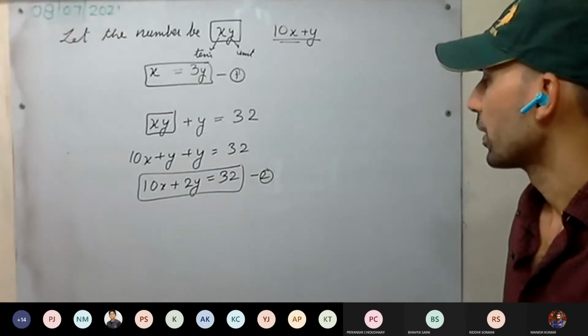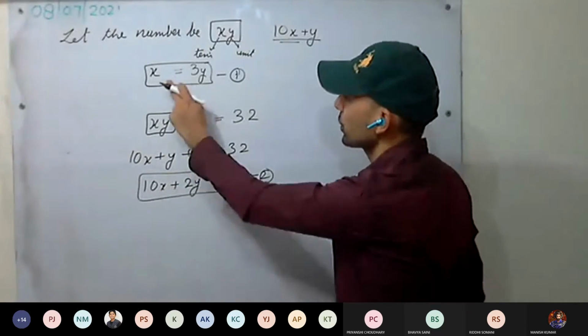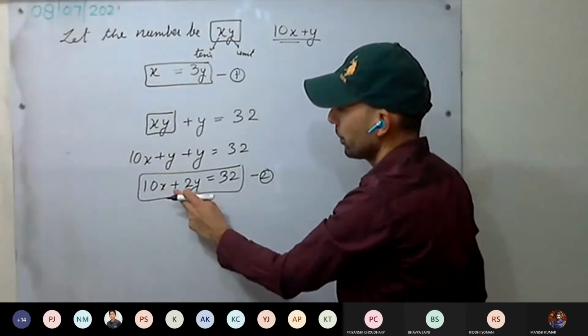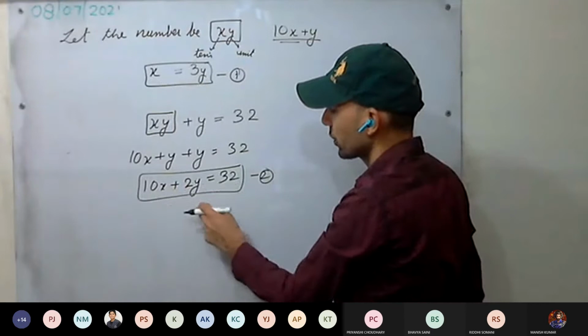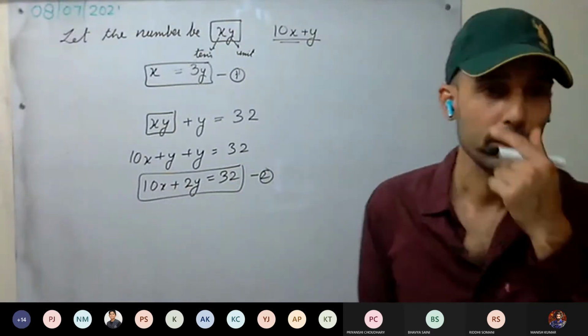Solve it now. Find the value. You can simply put x equal to 3y. It will be 30y plus 2y equal to 32. 32y equal to 32. y equal to how much will you get? How much are you getting?